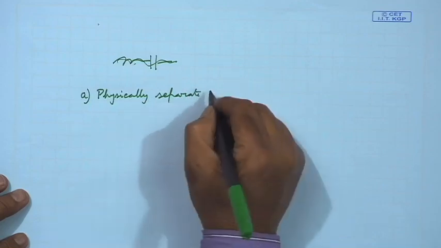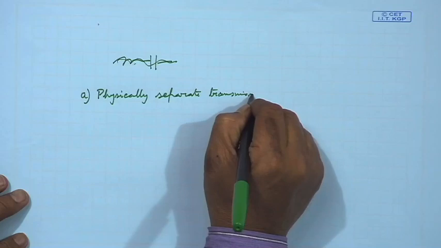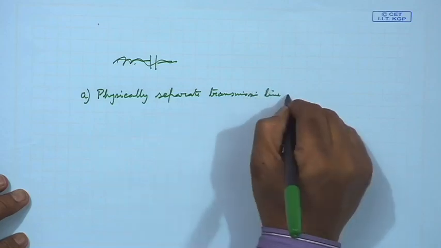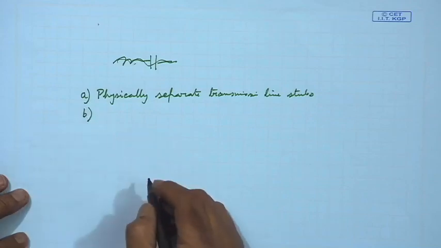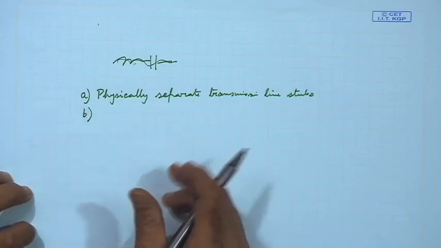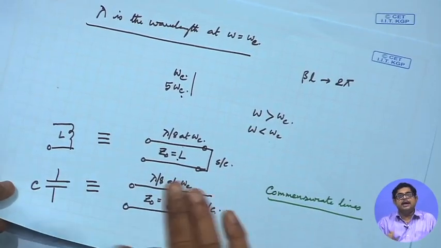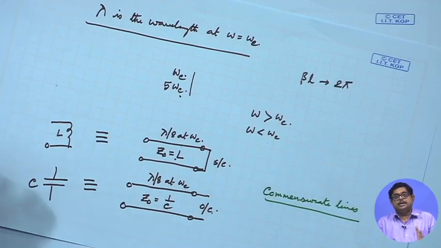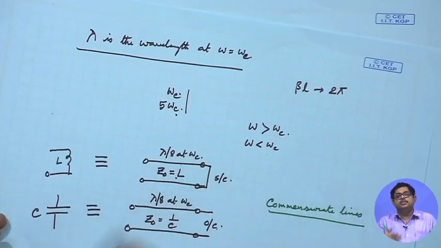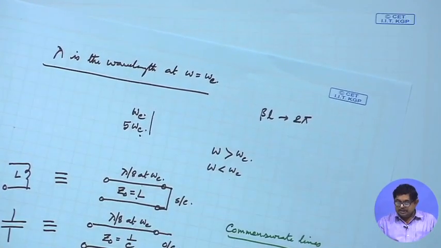because sometimes I need to physically separate transmission line stubs. Then sometimes in fabrication, if I have short circuit and open circuit stubs, and there is a large circuit, all the things should be short circuit or all the things should be open circuit, because that makes fabrication easier.